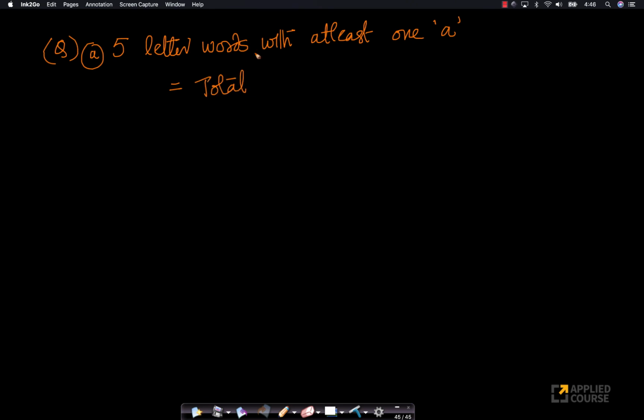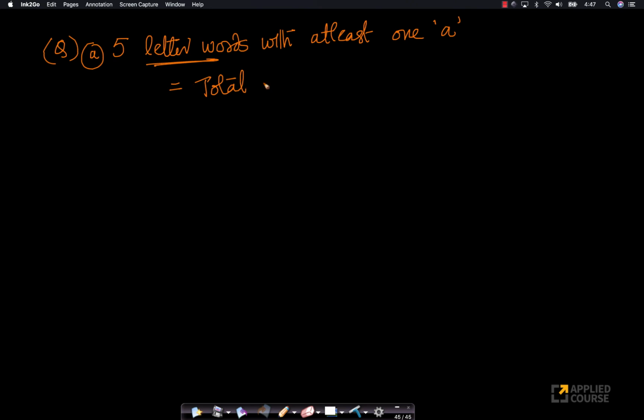So imagine I have a 5-lettered word. Suppose I want 5-lettered English words with at least one A. Okay, so we'll solve a few related problems here. The easiest way to think about it is, let's take the total number of words that you can have. This is not about circular arrangements. These are simple arrangements. These are English words, right? So non-circular, or linear, arrangements.